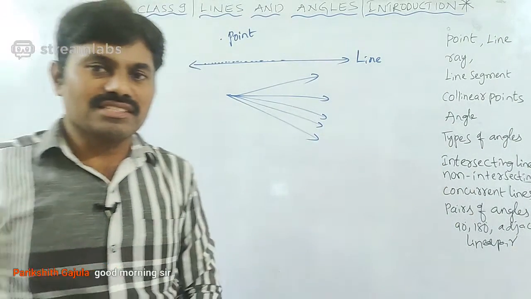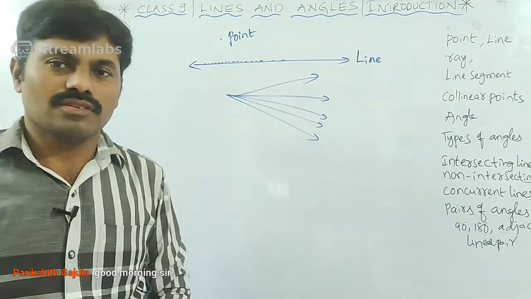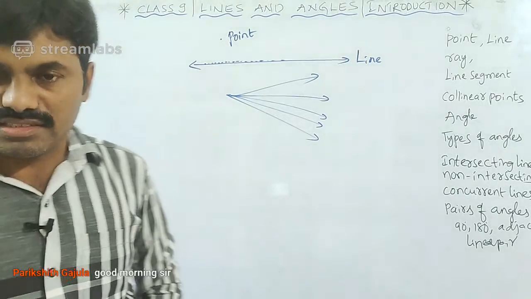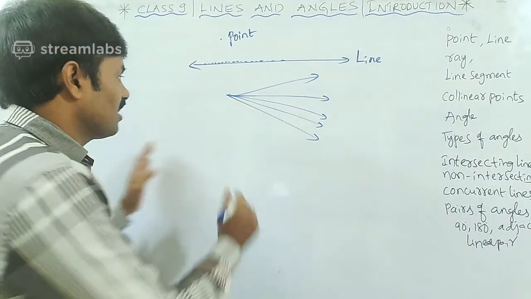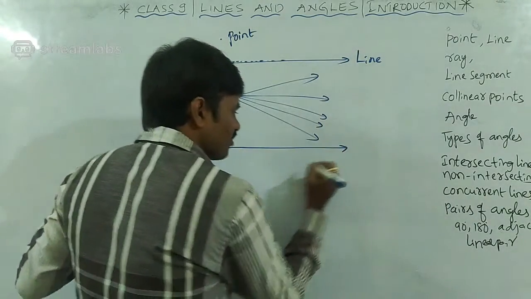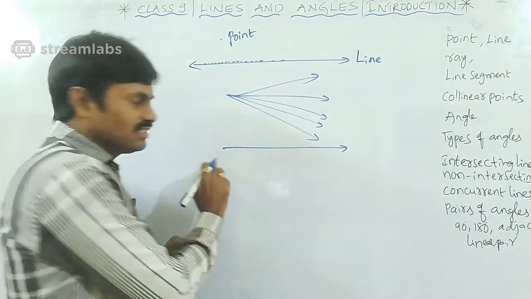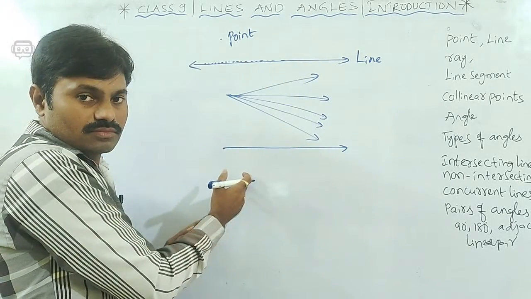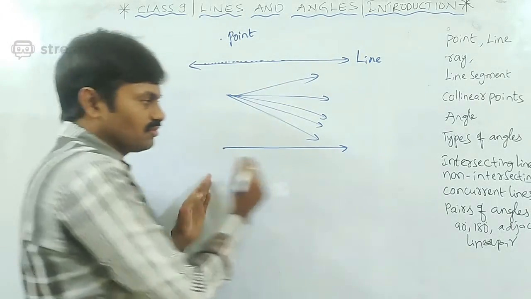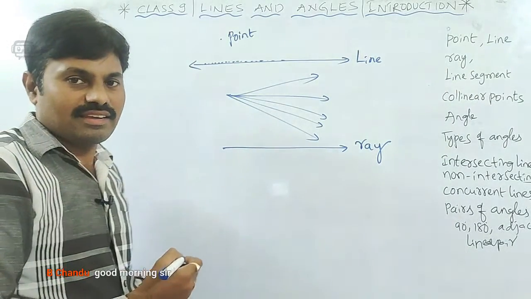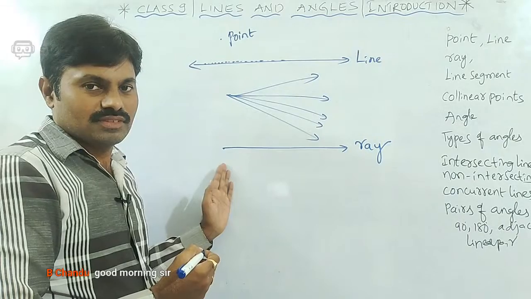Don't leave, my students. Each one of these has one endpoint and it is extending endlessly on one side only. So it is a part of a line having one endpoint. It is called a ray. Very good. It is a ray.